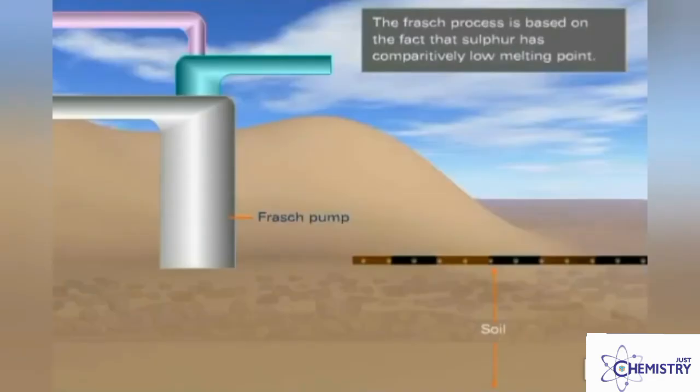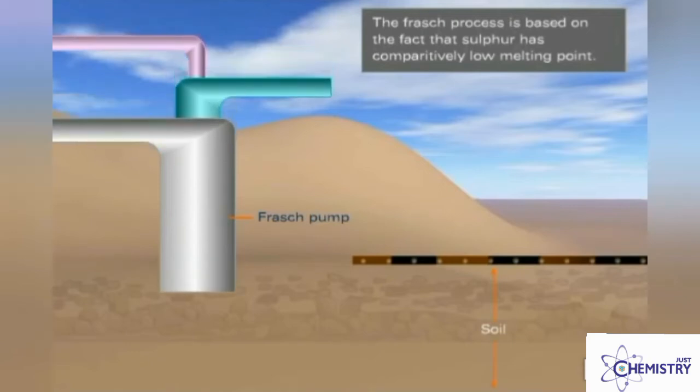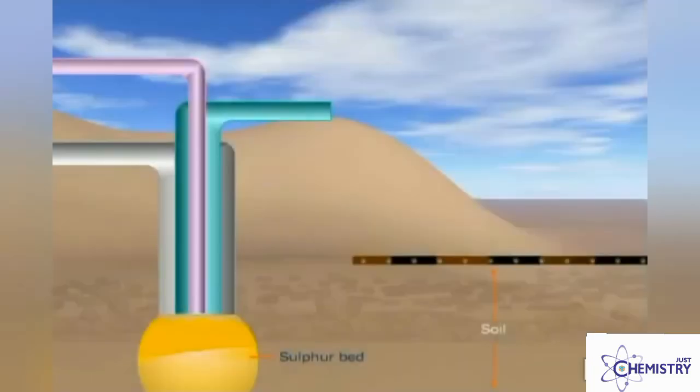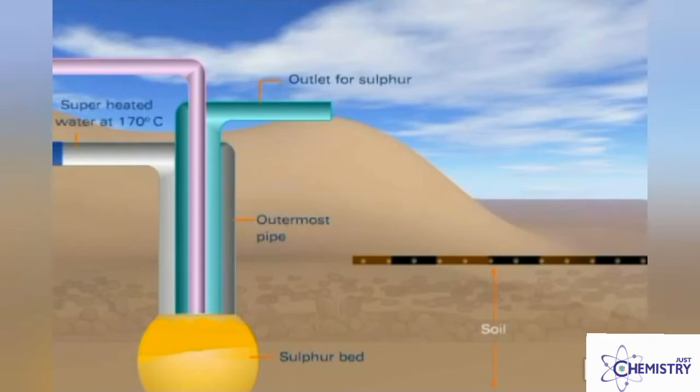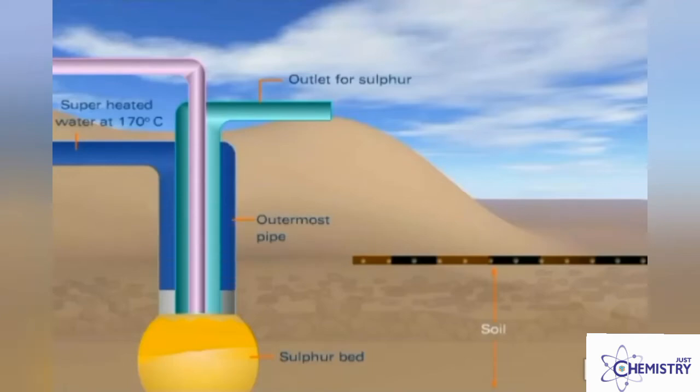The Frasch process is based on the fact that sulphur has a comparatively low melting point. The Frasch pump, consisting of 3 concentric pipes, is sunk deep into the sulphur bed. Superheated water at about 170 degrees Celsius under pressure is pumped into the outermost pipe. The superheated water enters the sulphur bed. This melts the sulphur present in the sulphur bed.